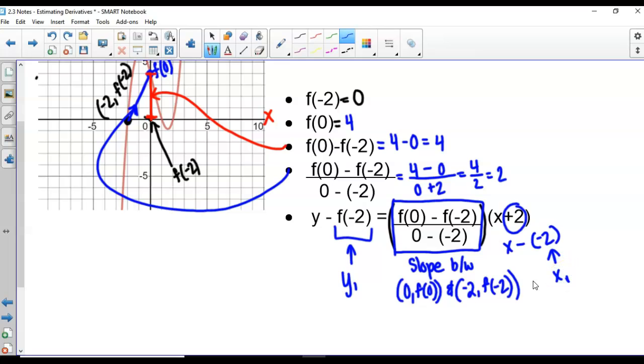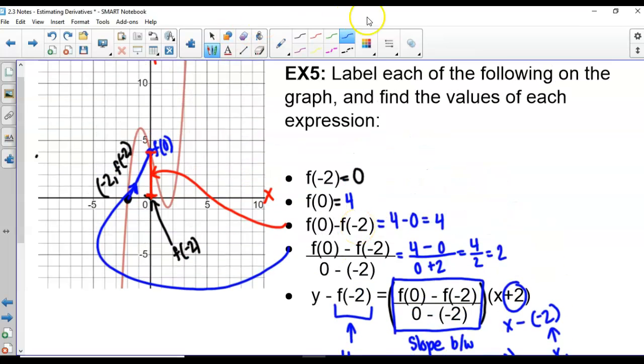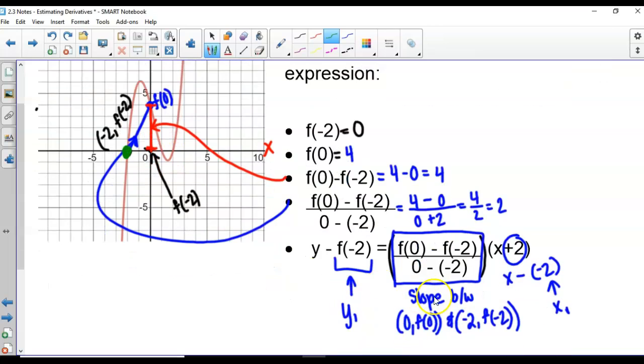So this is the equation of a line using that point slope form. So it's the point that goes through negative 2, f of negative 2, so it's right here. And then it has the same slope as the slope between 0 and negative 2, so rather than just being this little piece right here, the slope of that piece, it's this whole line right here.